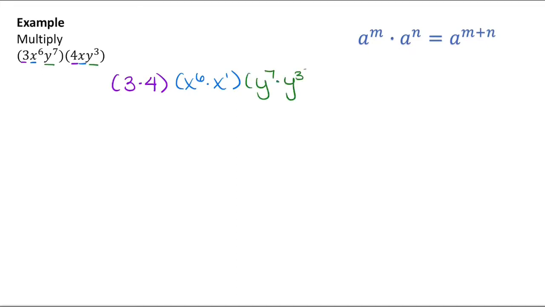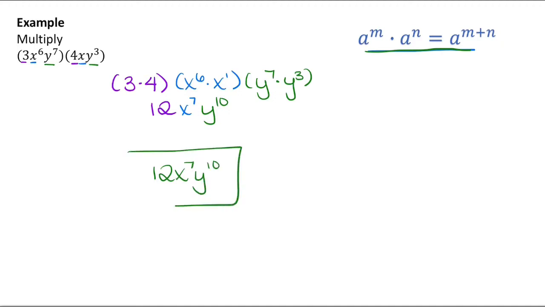When we do that, the 3 times 4, we're just going to do standard multiplication, so that's 12. Then we have x to the 6th times x to the 1. That's where we apply those exponent rules. So that's x to the 6th plus 1, which is x to the 7th. Same thing with the y to the 7th times y to the 3rd. We add those exponents, so we get y to the 10th. If we write everything all together, we have 12x to the 7th, y to the 10th. Okay, and that's the solution.